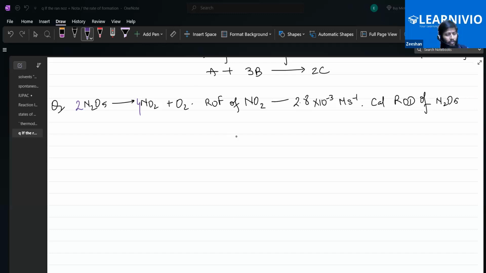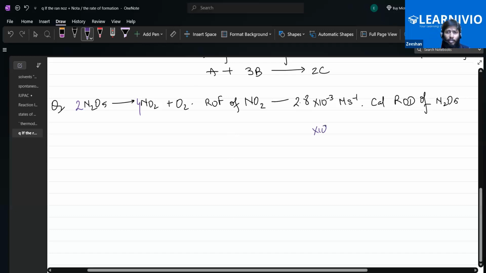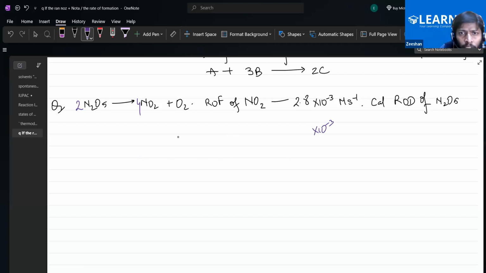0.014. Have you found this in terms of scientific notation? I always try to find this in scientific terms, 10 to the power minus 3. Okay. So you have also got the correct answer, Zaina. Your answer is correct, and I think you are getting it one order of magnitude less.